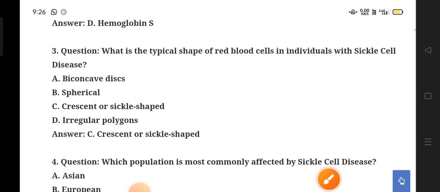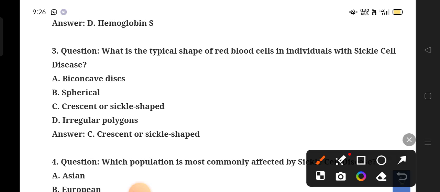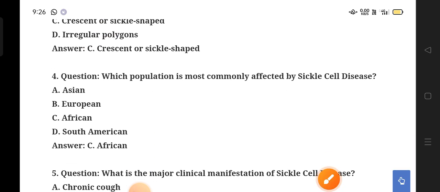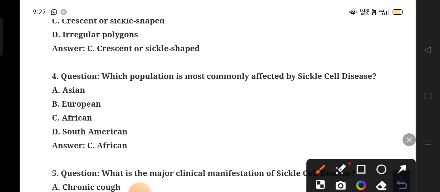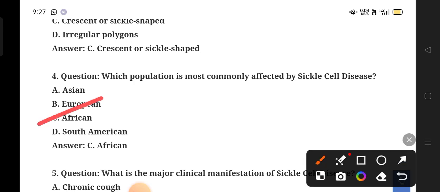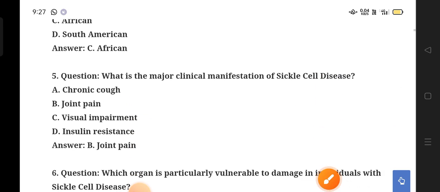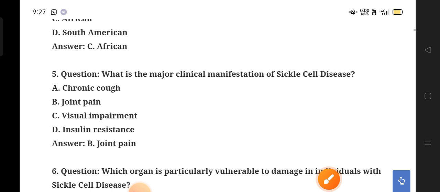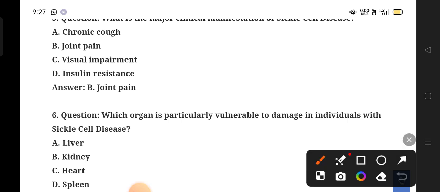Next, what is the typical shape of the RBC cells in individuals with sickle cell disease? Option C, crescent or sickle shaped. Next, which population is most commonly affected by sickle cell disease? Option C, African. Next, what is the major clinical manifestation of sickle cell disease? Option B, joint pain.